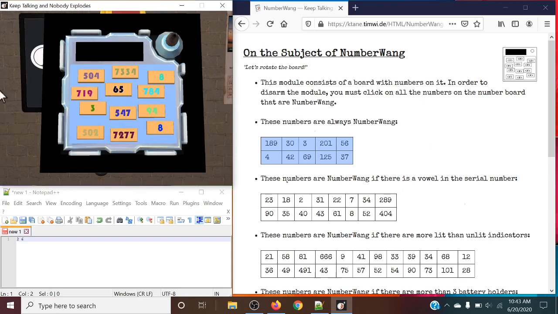NumberWang, the maths quiz that simply everyone is talking about. Just like the announcer said, this is NumberWang.